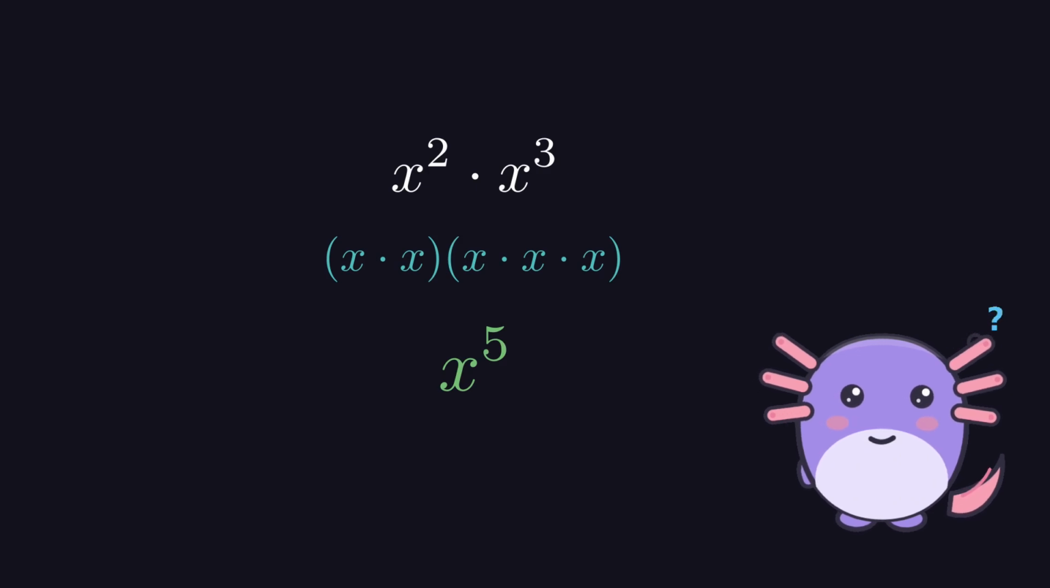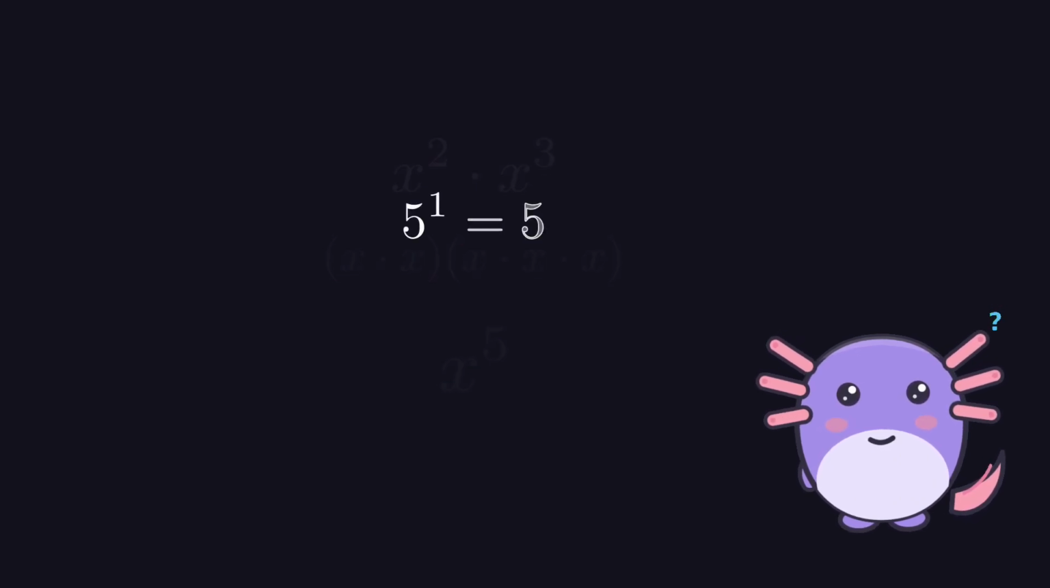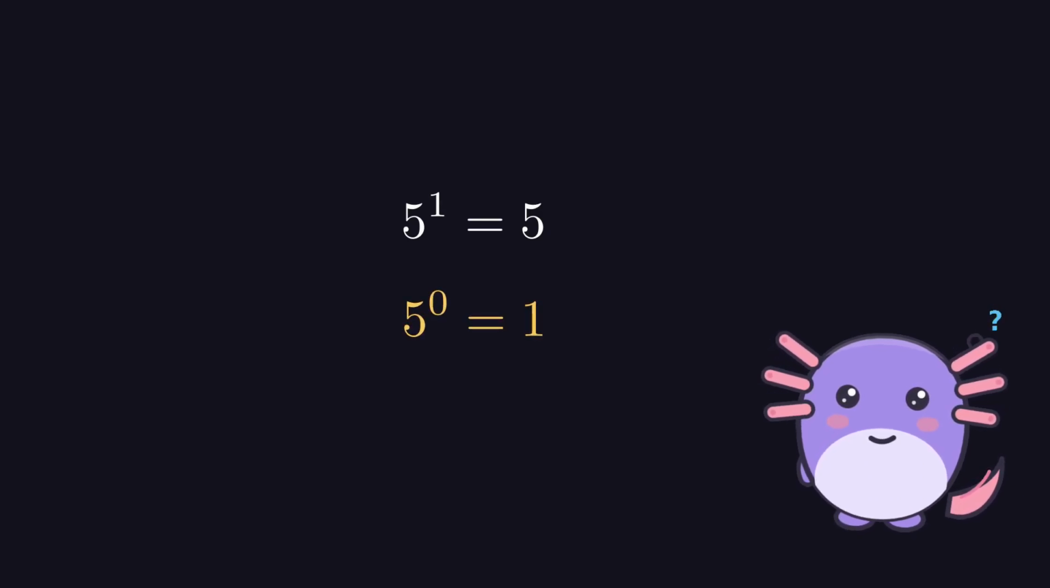2 quick curiosities. Anything to the power of 1 is just itself, 1 copy. And here's the surprise, anything to the power of 0 equals 1. Not 0, 1. It's the empty product, the starting point before any multiplying begins.